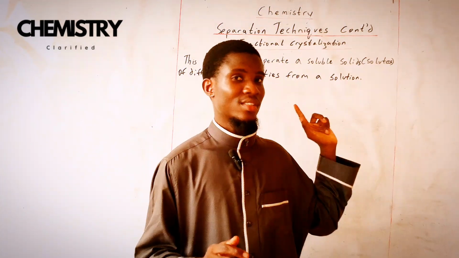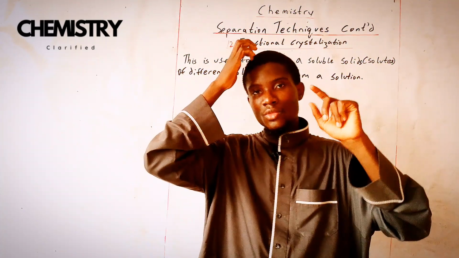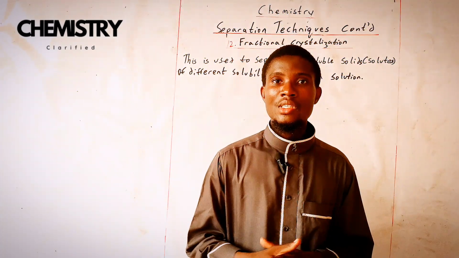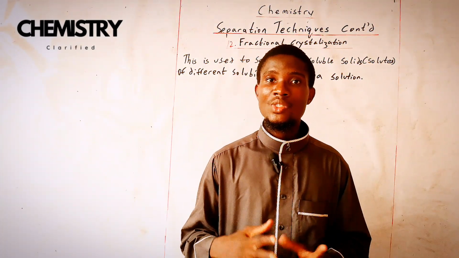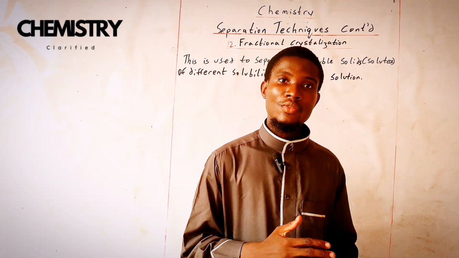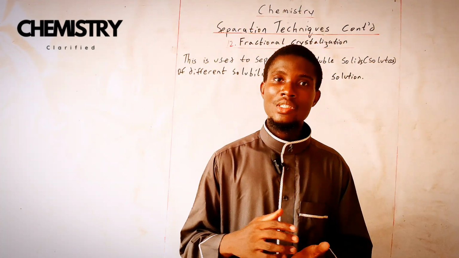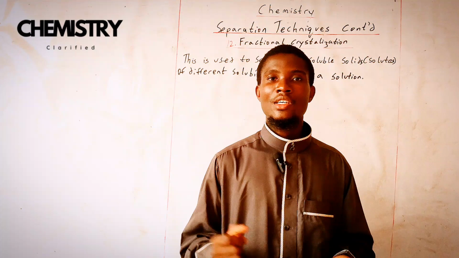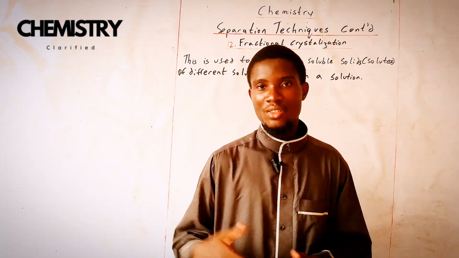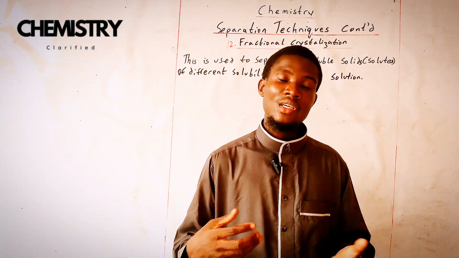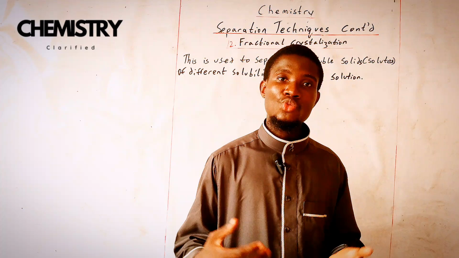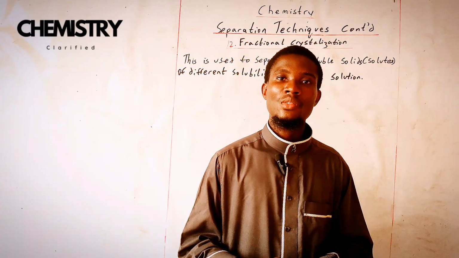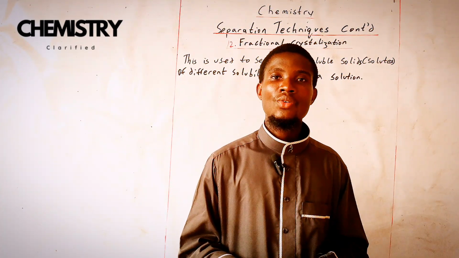Now, when you want to do fractional crystallization, you need two or more salts that have different solubilities so that when you cool down the solution, the first salt is going to crystallize out first and then you filter it out. Then the second is going to crystallize out after some time. Now, if it is more than two, then you just continue repeating the process, and that is fractional crystallization.